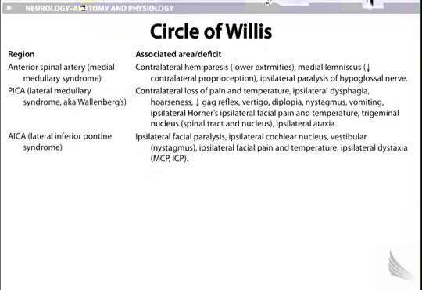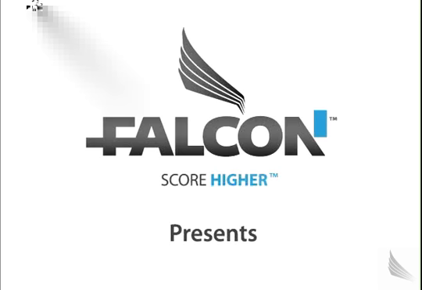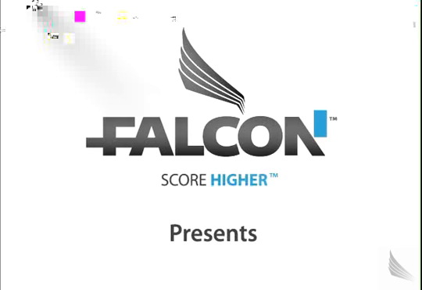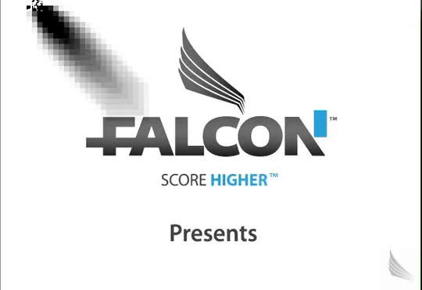Lesion of the anterior inferior cerebellar artery can cause a lateral inferior pontine syndrome. This consists of an ipsilateral facial paralysis, lesion of the ipsilateral cochlear nucleus, and the ipsilateral vestibular nucleus leading to nystagmus, ipsilateral facial pain and temperature loss, and ipsilateral ataxia or dystaxia because of lesions of the middle cerebellar peduncle and the inferior cerebellar peduncle.